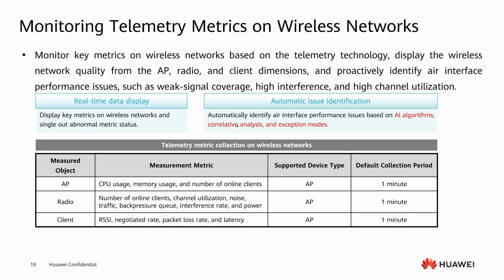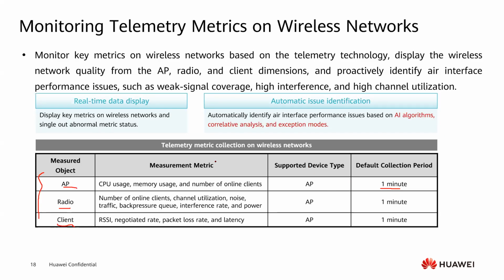So for example, this is for the wireless network. The CampusInsight can monitor the key metrics on the wireless network, such as the AP CPU usage, the memory usage, and for the radio, the number of online clients, the channel, the noise, and for the client, the signal strength, the packet loss rate, and others. By default, it will collect this kind of network data by the minute, but you can change the period of time.